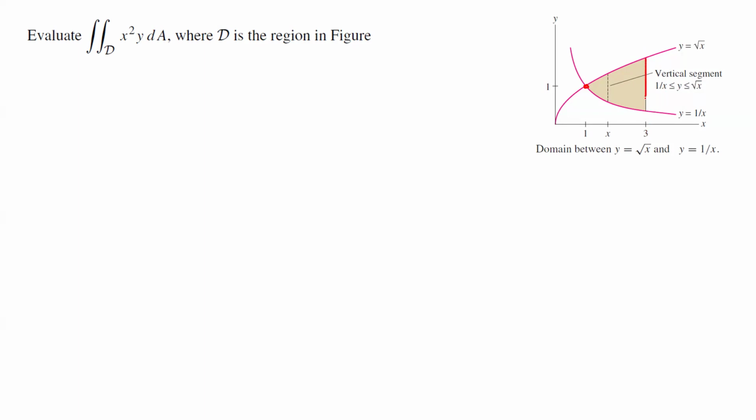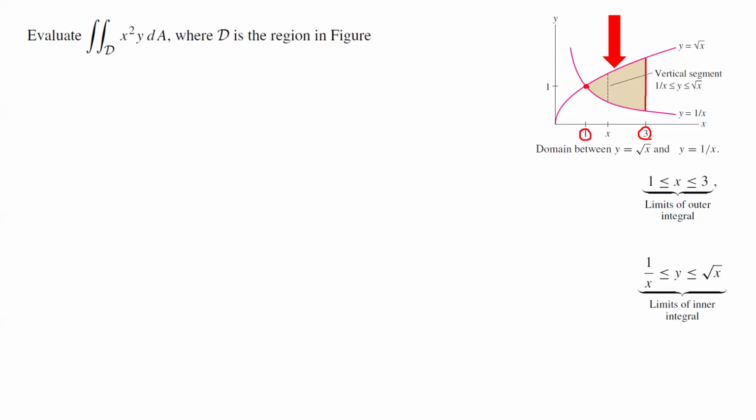So we have so far these pieces of information. And the region is highlighted here for you. But again, please note that your x is bounded between two fixed values, 1 and 3. Your y from top is bounded by square root of x, and from below, it is bounded by 1 over x. So the lower bound for your function y is 1 over x, and the upper bound is square root of x. Now let us set up the integral.